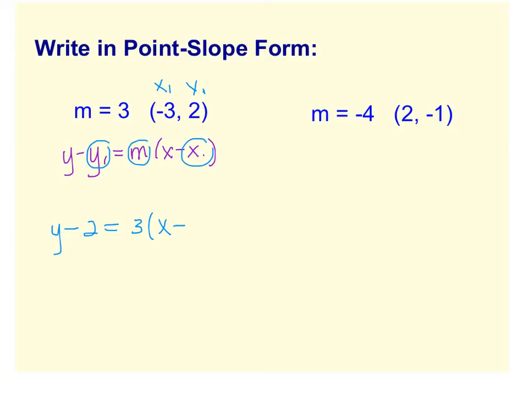Now, do you guys see how this x is a negative 3? So I'm subtracting a negative 3. Just like this happened in the slope formula, that's going to come out minus a negative or plus 3. And that is your point-slope form.